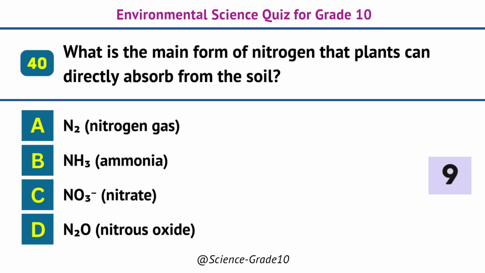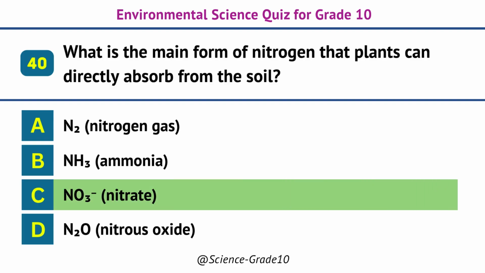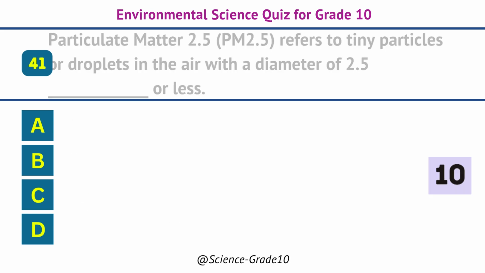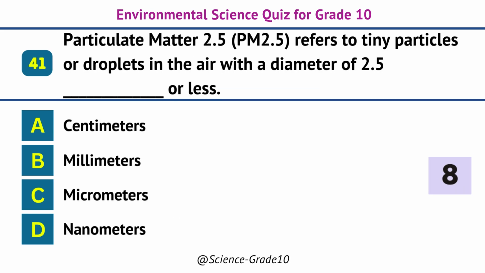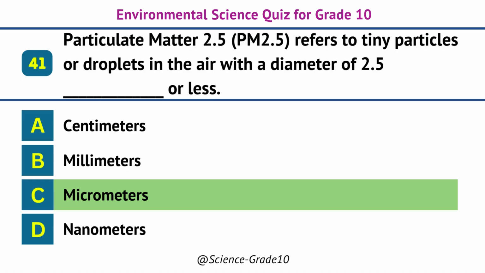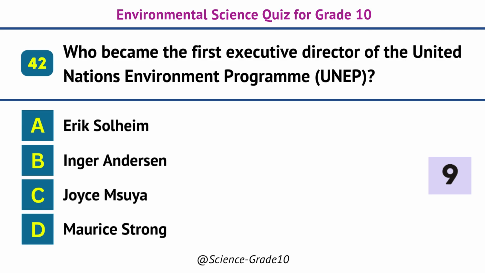What is the main form of nitrogen that plants can directly absorb from the soil? Nitrate. Particulate matter 2.5 refers to tiny particles or droplets in the air with a diameter of 2.5 micrometers or less. Who became the first executive director of the United Nations Environment Programme? Maurice Strong.